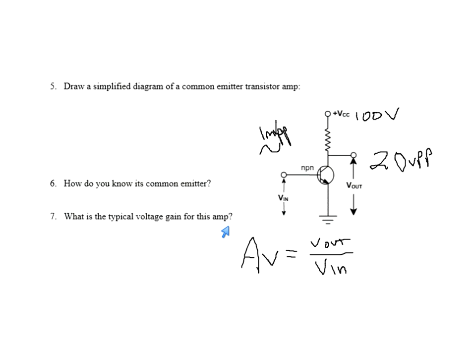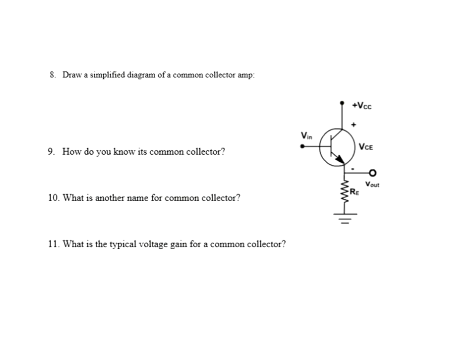So that is a simplified diagram of a common emitter. There it is. How do you know it's a common emitter? The input's on the base, the output's off the collector. What is the typical voltage gain? It's very, very high. A very, very high voltage gain. That's what you want to know.